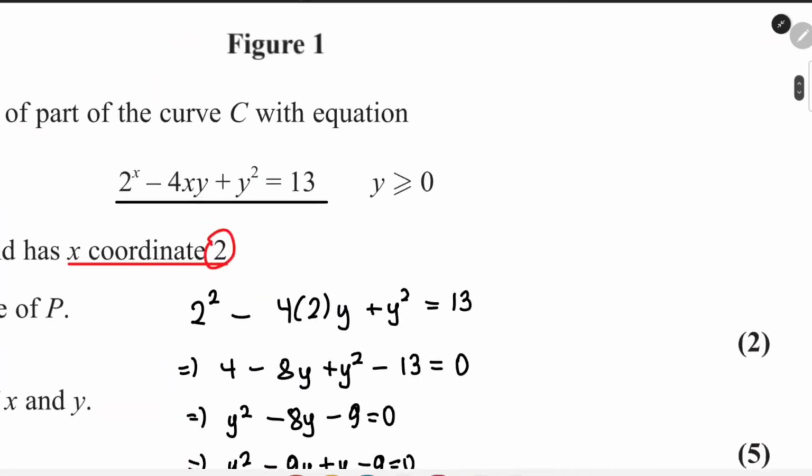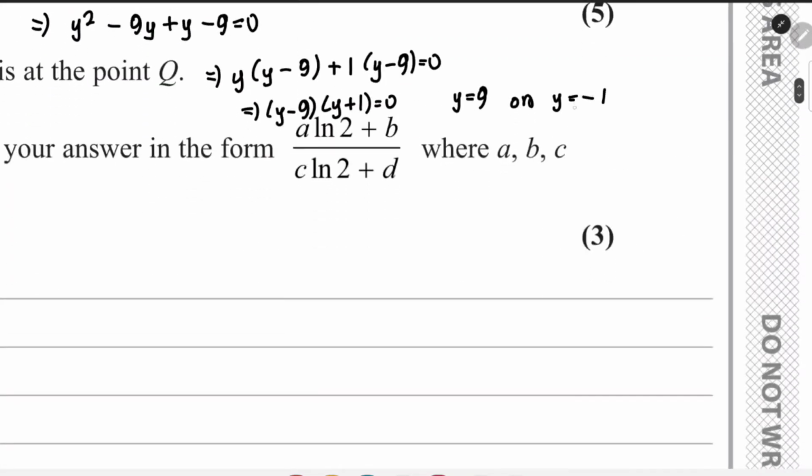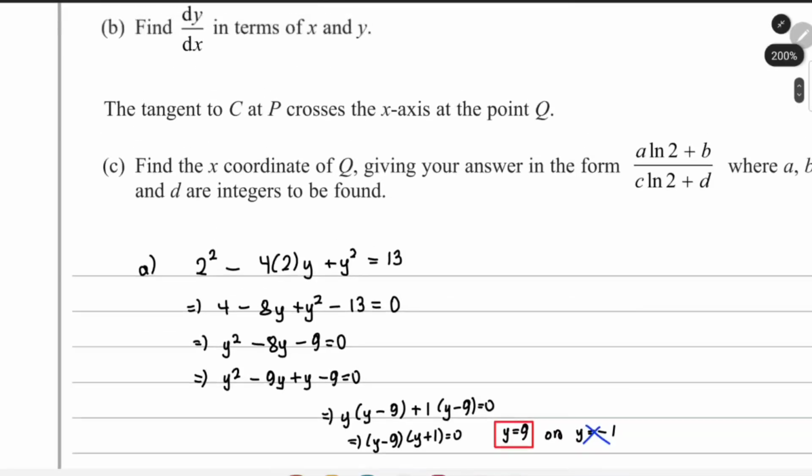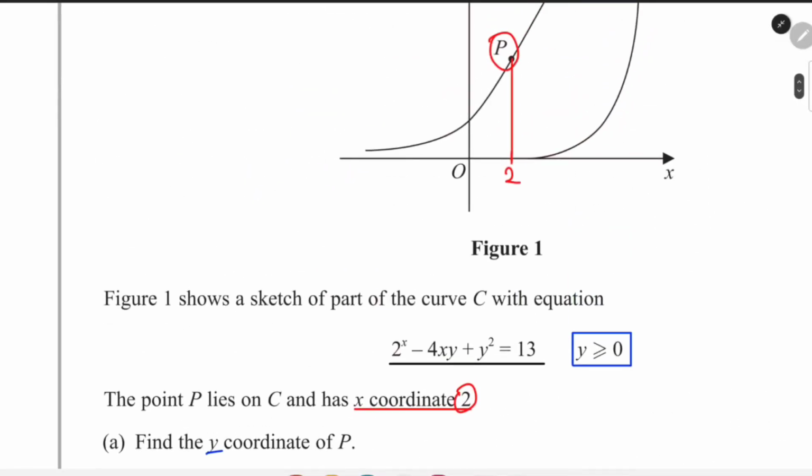Now in this question, we are also given the information that y is greater than or equal to 0. So we can ignore this one. So y would be 9. That's the answer. So we get the y value of P, which is 9.